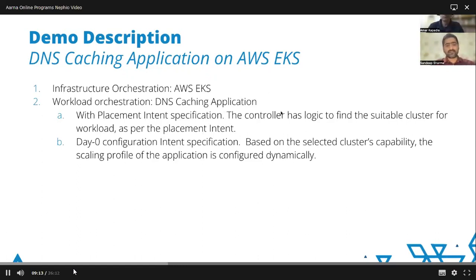Followed by that, there is an example of day zero configuration of the caching DNS application. So in this specific use case, the configuration will be based on the cluster type. So the controller is basically going to look at the type of the cluster, and then based on that, it will configure the scaling profile in the application dynamically, and then it will basically deploy the curated package to the target infra.